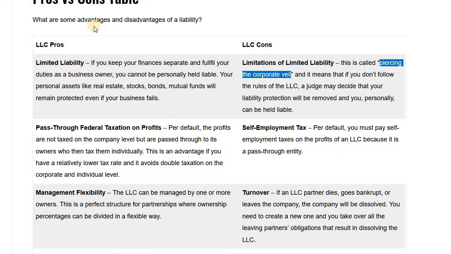So what are some advantages and disadvantages of an LLC? First of all, you have limited liability. So if you keep your finances separate and you fulfill your duties as a business owner, you cannot be personally held liable. Your personal assets like real estate, stocks, bonds, and mutual funds will remain protected even if your business fails.